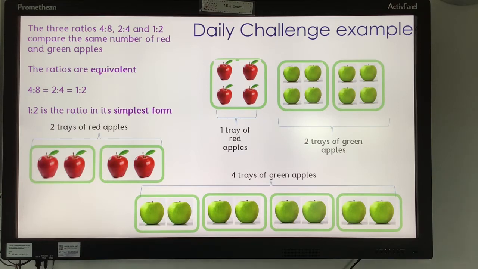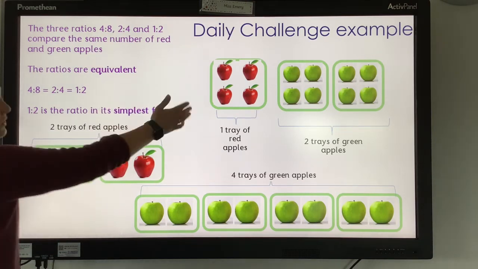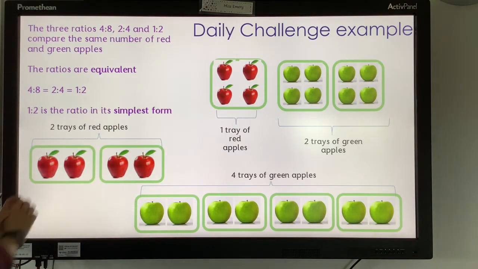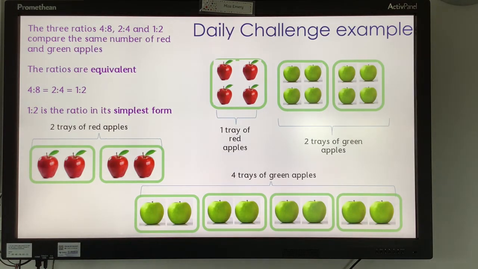1 to 2, though, is the ratio in its simplest form. If you think back to fractions, because fractions and ratios are very similar, when you found the simplest form of a fraction, it's the same. You're finding the simplest form of a ratio. Because with this ratio, you could talk about 10 to 20, but 1 to 2 is its simplest form. So there are 2 trays of red apples in this one, 4 trays, or 1 tray and 2 trays, or 4 apples and 8 apples. But it all compares the same number of apples.